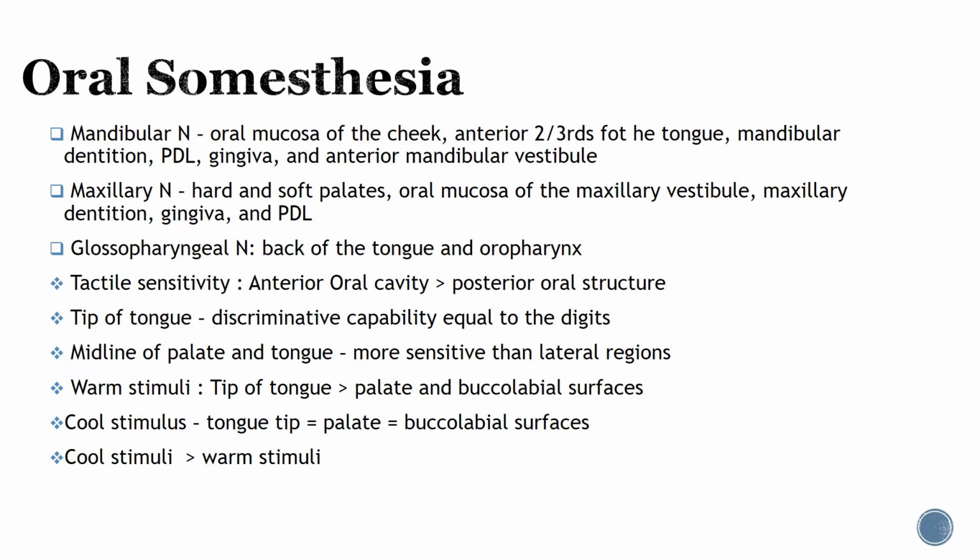Overall, the anterior oral cavity displays greater tactile sensitivity than does the posterior oral structure. The tip of the tongue is particularly sensitive with a discriminative capability equivalent to that of the digits, and the midline of the palate and tongue are more sensitive than the lateral regions, and a similar pattern of sensitivity applies to the teeth. The sensitivity to warm stimuli is relatively high on the tip of the tongue, but not particularly so on either the palate or your bucco-labial surfaces.